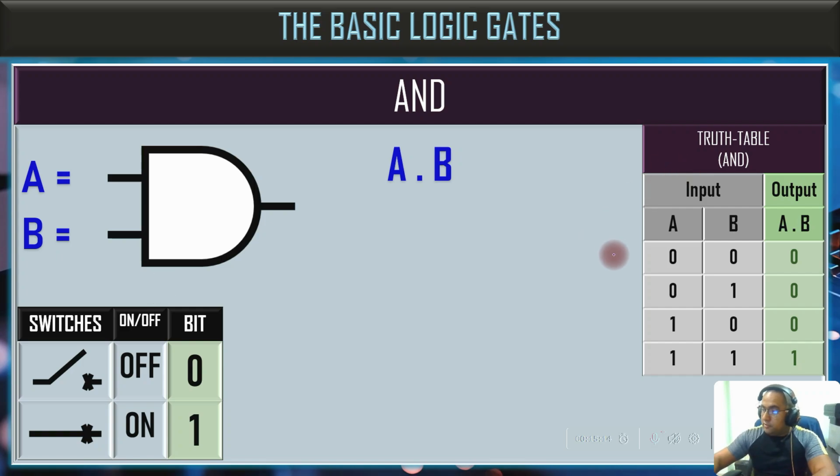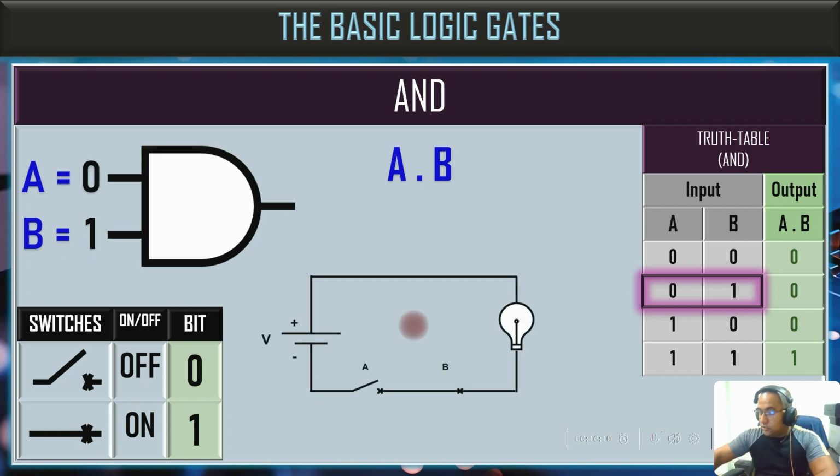Now, look at the second input combination, 0 and 1. That is, input A equals 0, input B equals 1. That is, switch A is off and switch B is on. Okay? At bit 1, like the B input. So when the current comes from the power source, will the light bulb turn on? No, because although switch B is on, switch A remains off. Therefore, the output is 0 because the light bulb didn't turn on. So the input combination 0 and 1 results in an output 0.